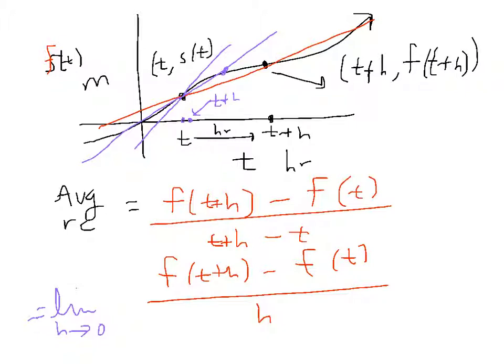So we need to figure out how to find a limit as that value of h goes to 0, which can be a little bit difficult here because you can see I can't just put in 0 for h because I can't divide by 0.